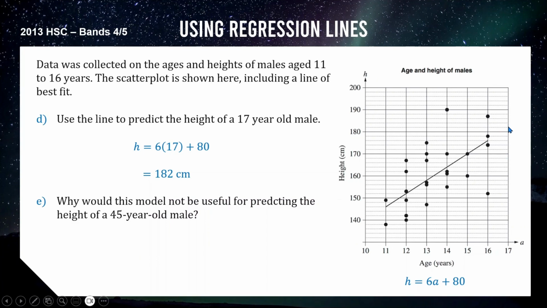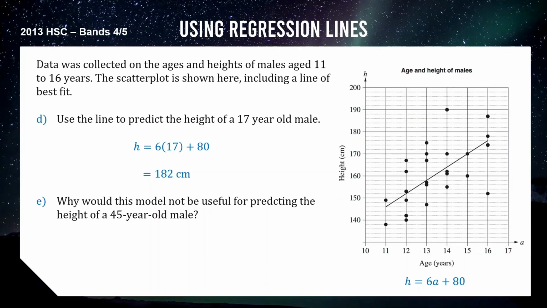And the final question, why would this model not be useful for predicting the height of a 45-year-old male? All right, well, let's think about that. Every time this line is going to go one age to the right, or 1 year to the right, the height is going to go up by 6 centimeters. Now, that may be accurate for a teenage boy between the ages of 11 and 16 because that's typically where you hit puberty, have a growth spurt, and you have pretty drastic changes in your height.